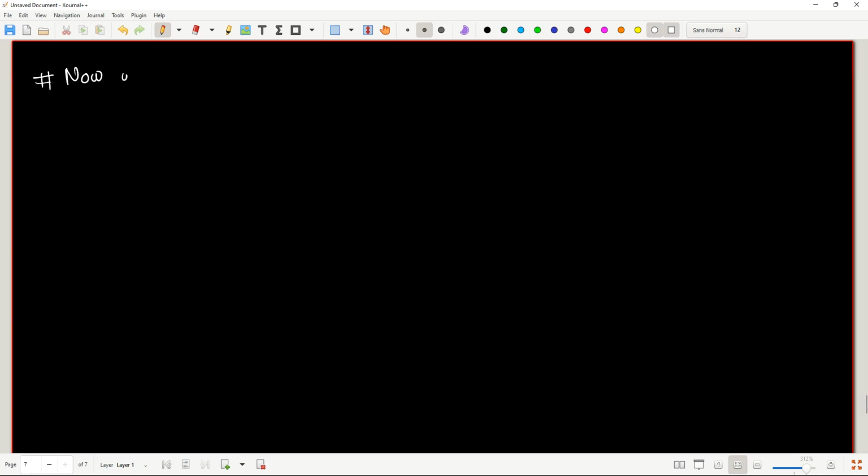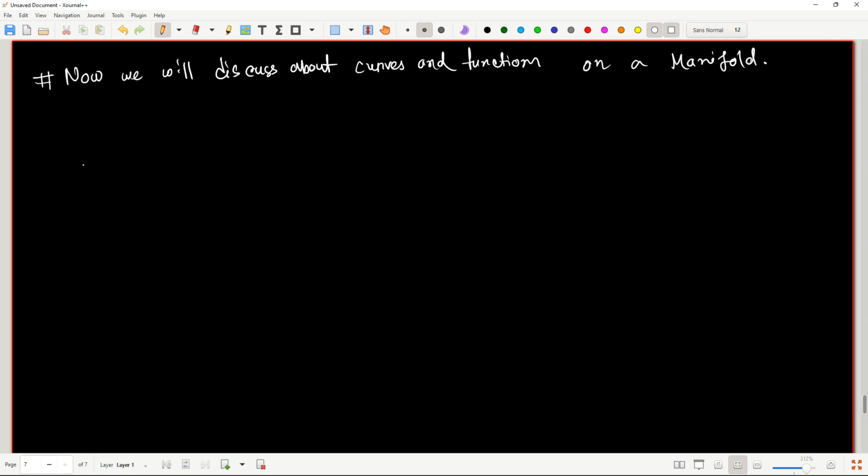Now we will discuss curves and functions on a manifold. Let's talk about curves first, and we will start with open curves.